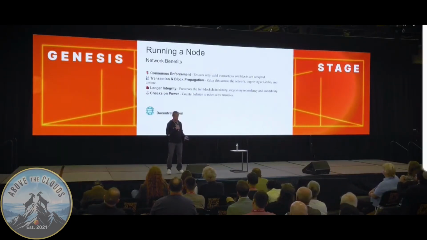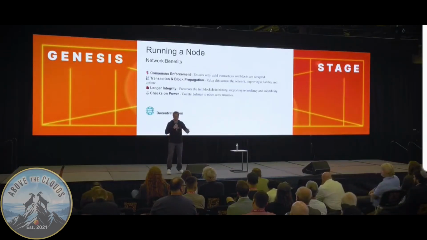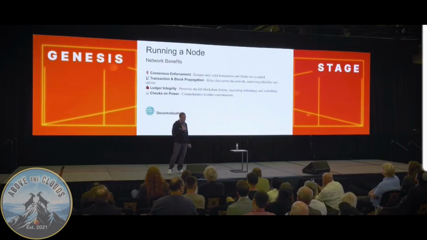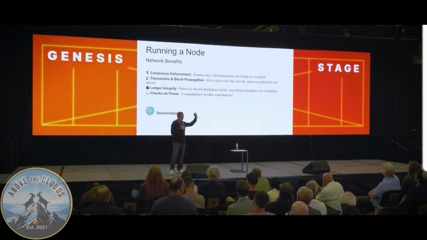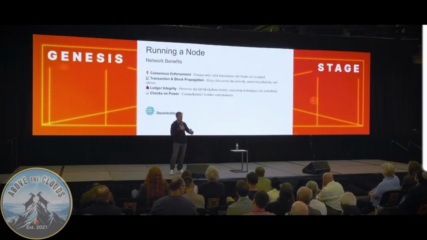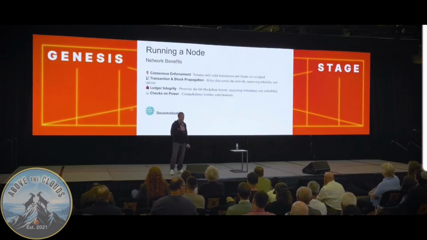You propagate the valid blocks and transactions that you encounter, which makes it so that people can effectively transact. You verify the entire ledger. When you sync from Genesis, you're verifying the entire history of Bitcoin and in fact helping new nodes that join the network verify that everything is correct.